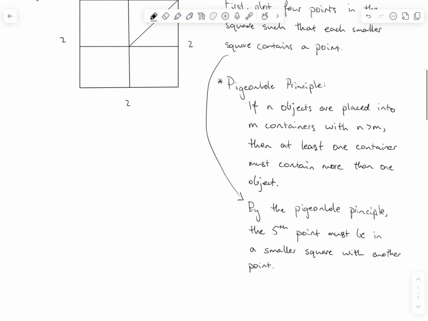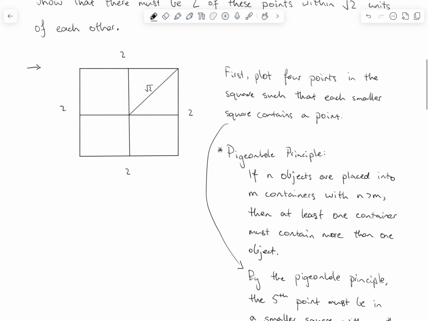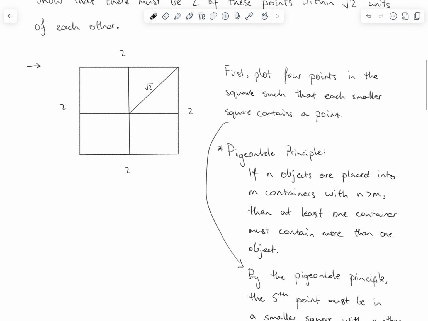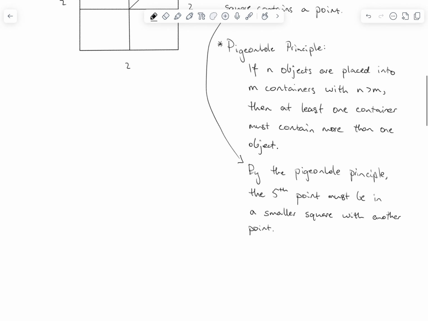Okay, so as I've shown earlier, when I tried to place a 5th point as far away as I could from the other 4 points, I found that 5th point had to be shared in one of the unit squares with another point. So 2 points had to share a unit square, sorry.